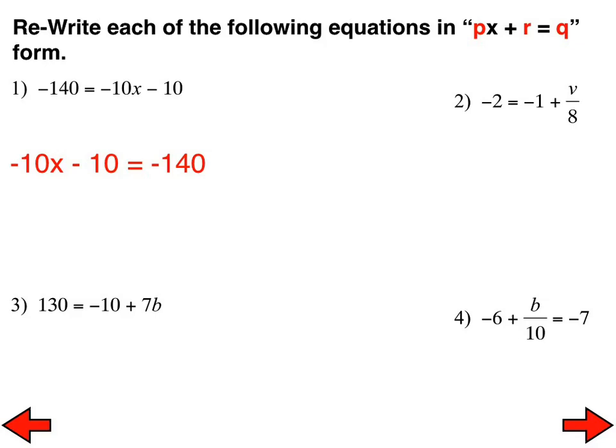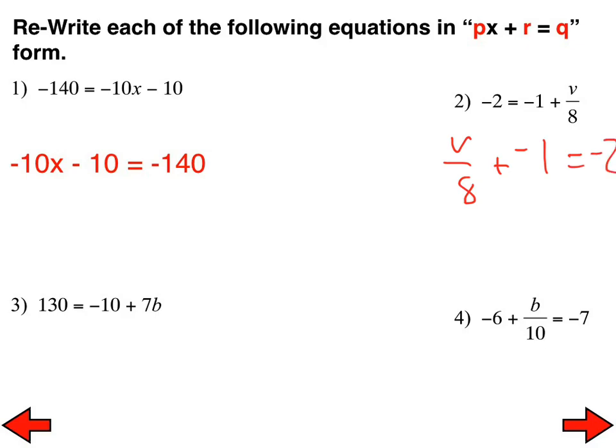All right. How about number 2? What would that look like? We're writing it as an equivalent equation. And number 2 is over here, by the way. Negative 2 equals negative 1 plus v over 8. Yes? V over 8 plus negative 1 equals negative 2. Okay, I like what you did there. That's v over 8. That's the px part. You said plus negative 1, and then equals negative 2.